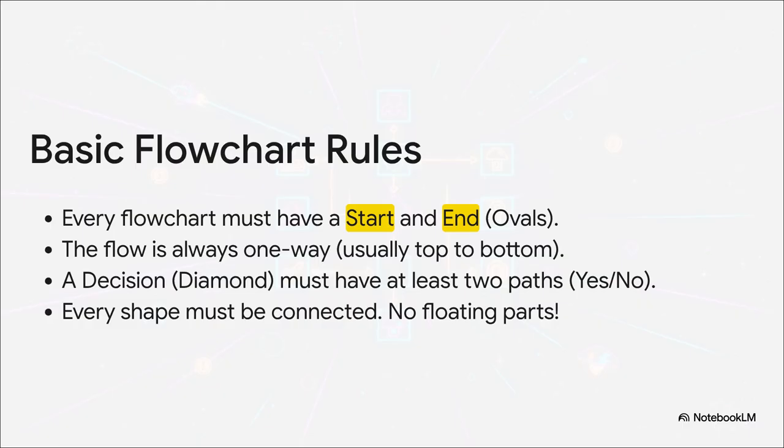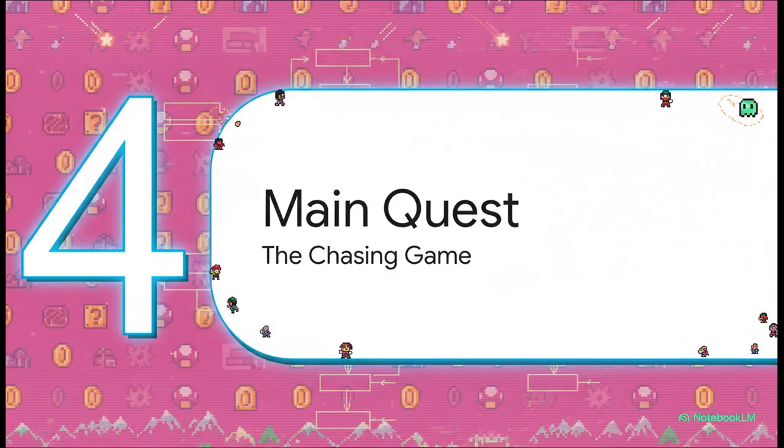Now, like any good game, there are some rules you've got to follow. First off, you always need a start and an end. The flow of logic only ever goes one way. And every decision diamond needs at least two ways out, a yes path and a no path. And please, no floating parts. Everything has to connect. You follow these rules and your game's logic will never get lost. All right, time for the main quest. We're going to take this new toolkit of ours and put it to the test. We are going to design the blueprint for a total classic, the chasing game.